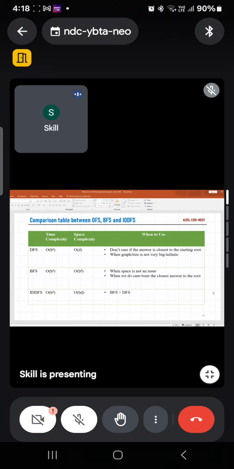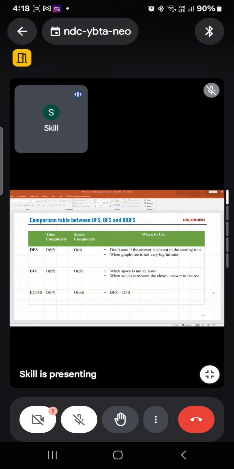But all the nodes will be visited at all the depths. Then the space complexity is order of b to the power d. So in BFS, it uses a queue to store nodes at the current level, and in the worst case, the queue stores nodes at the deepest level, b to the power d. So the order of b to the power d will be the space complexity as it stores all the nodes at the maximum depth level at once.